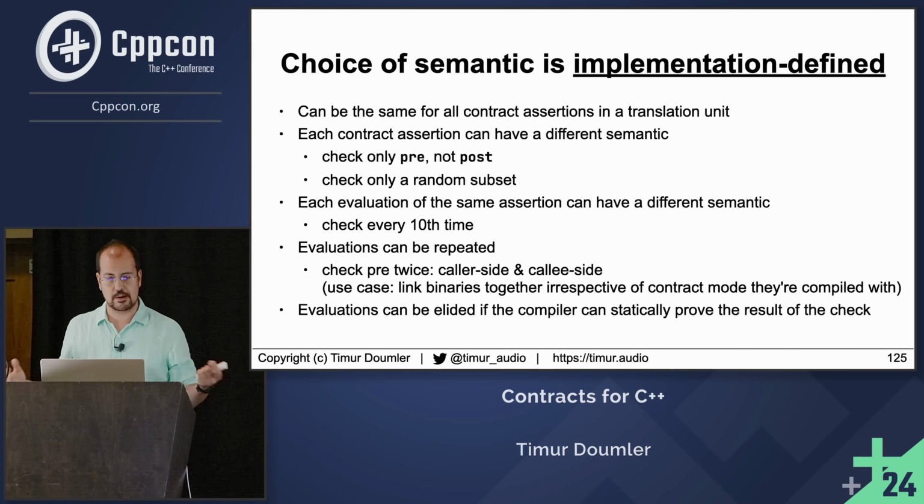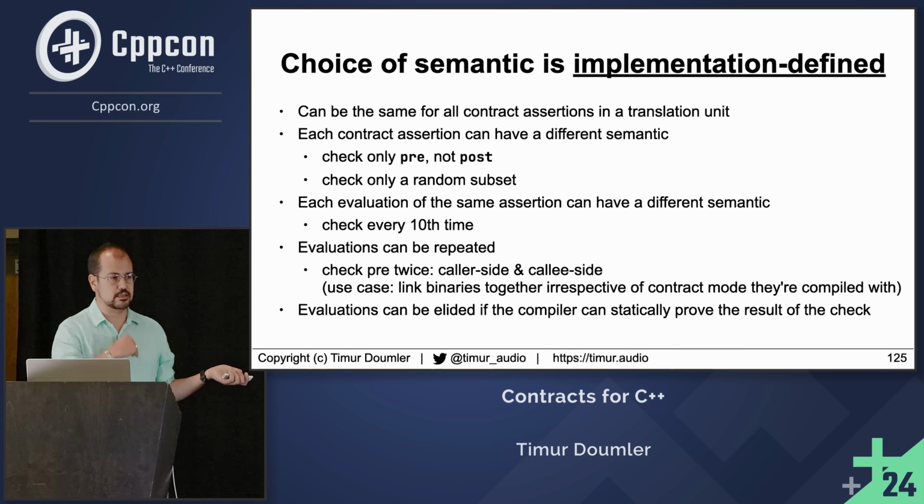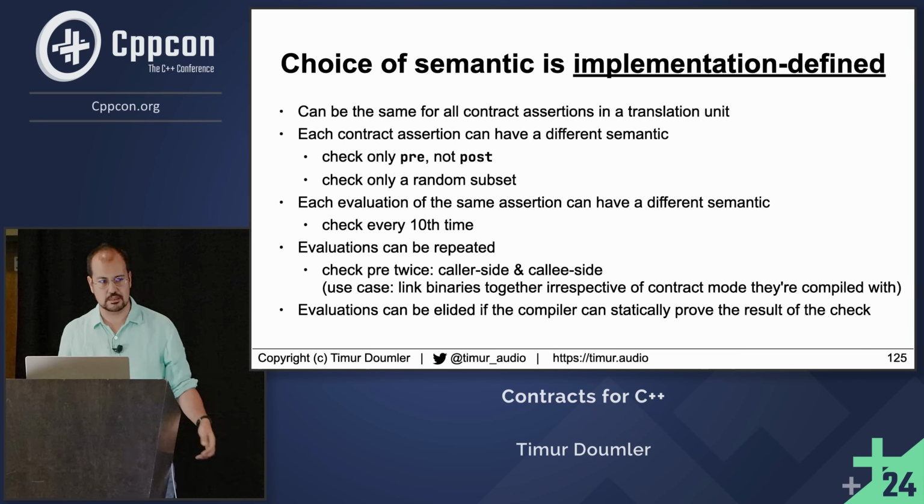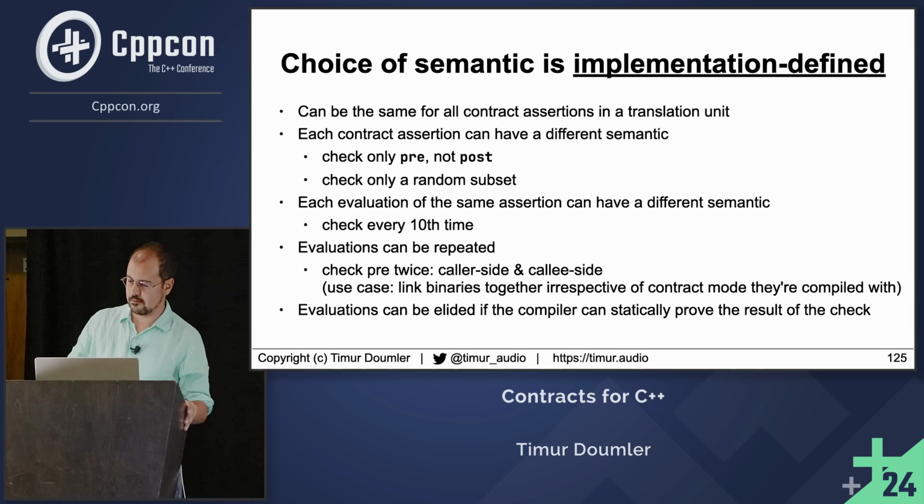I can reason about that. I'm not going to bother evaluating the predicate. I'm just going to elide it. Like you can elide, for example, a copy elision or something like this. So this is all allowed. This is kind of very flexible.